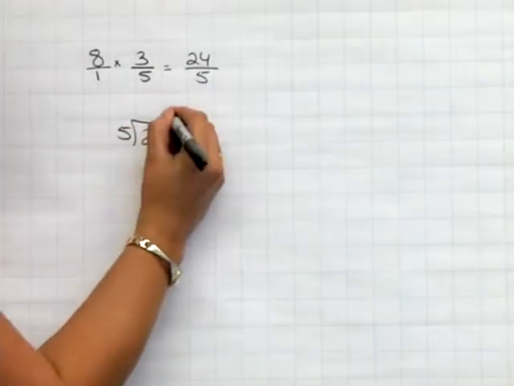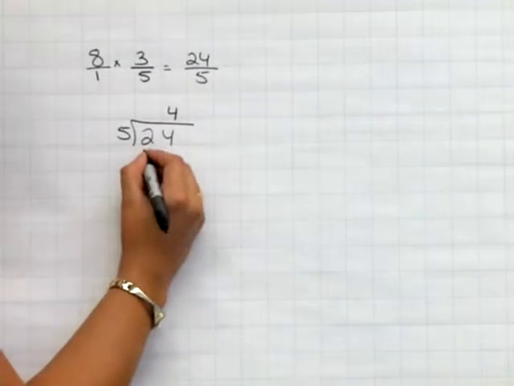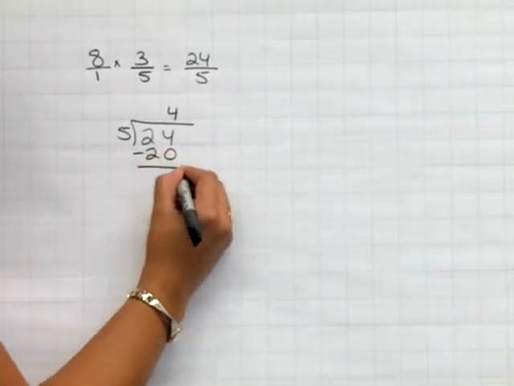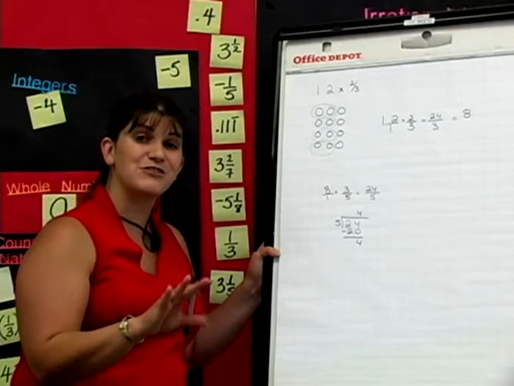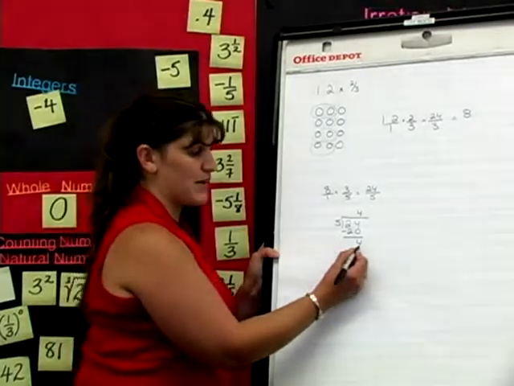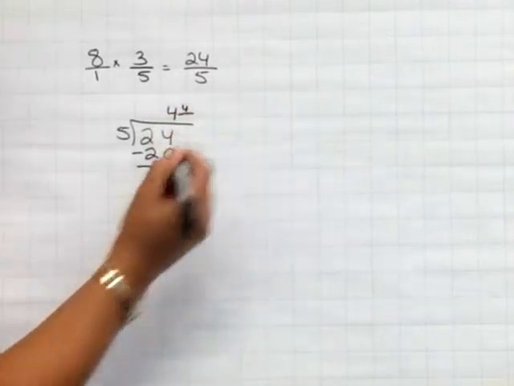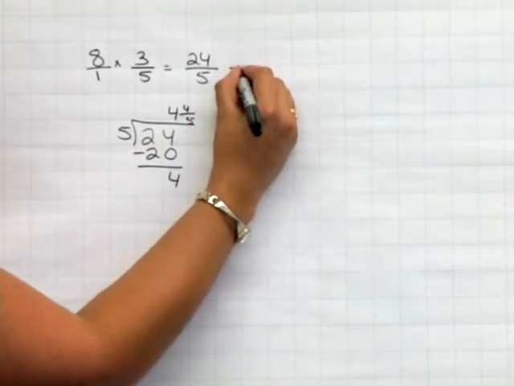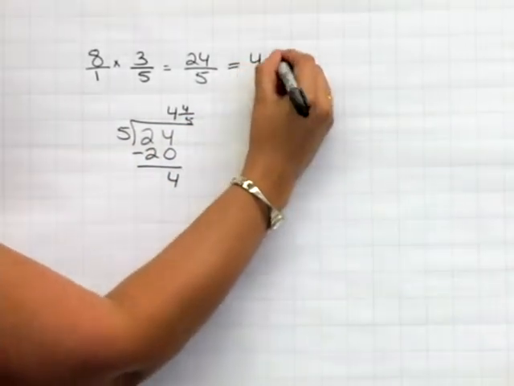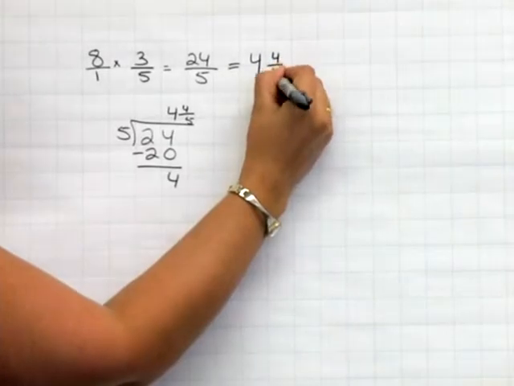So 5 goes into 24 4 times. 4 times 5 is 20, with a remainder of 4. Remember, at this point, we don't use remainders anymore. We turn them into fractions. Our remainder becomes our numerator, and our denominator is our divisor. So 24/5 is equivalent to 4 and 4/5.